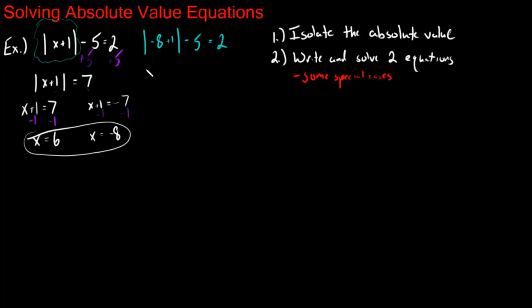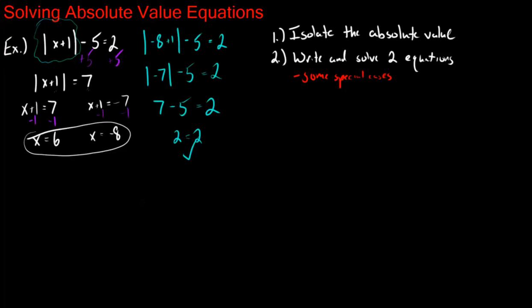Well, negative 8 plus 1 is negative 7. The absolute value of negative 7 is 7. 7 minus 5 is 2. 2 equals 2. It checks out. So negative 8 definitely works. And you could do the exact same thing for 6, and you would see it would work as well.